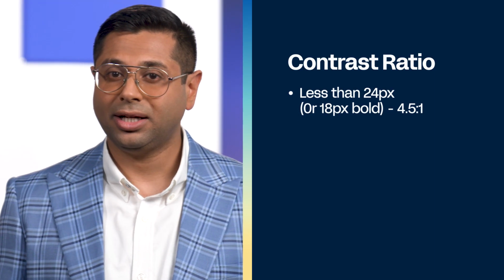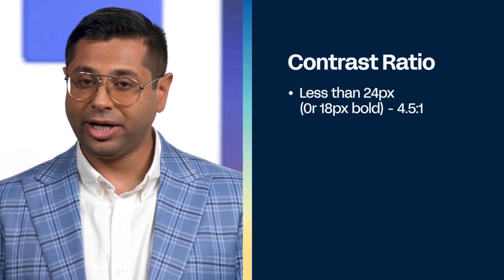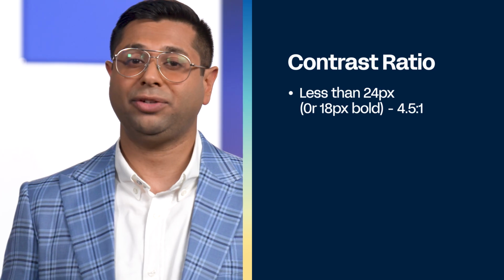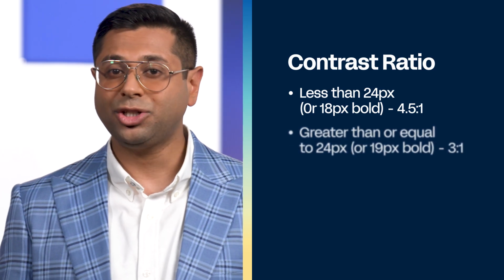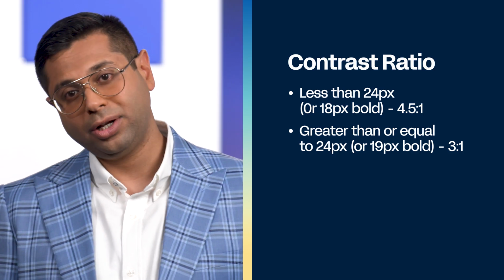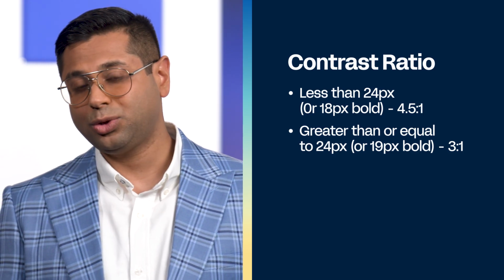For small text under 24 pixel regular or 18 pixel bold, the contrast ratio should be at least 4.5:1. For large text, 19 pixel bold or 24 pixel and above regular, a contrast ratio of 3:1 is sufficient.